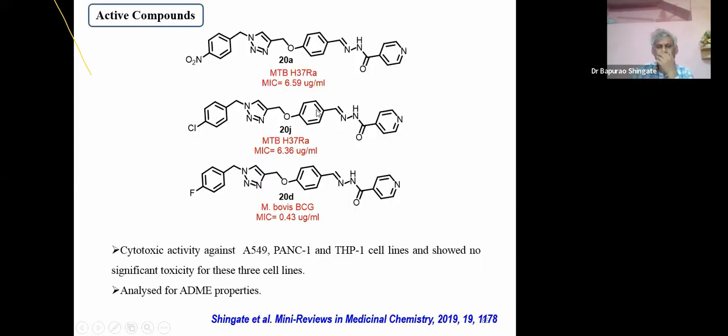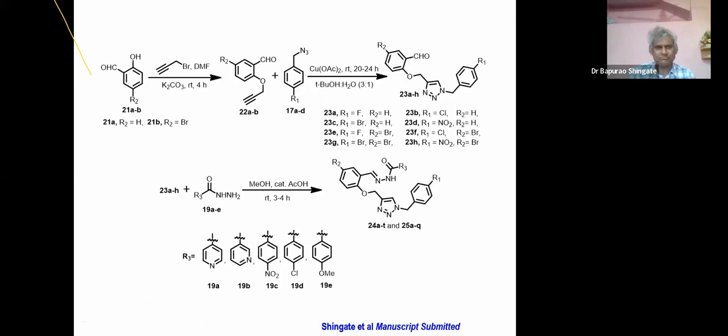And these are the most active compounds with a lower MIC as well as IC50 value against the two different strains of TB, that is MTB S37RA as well as M. BCG strain. Okay, and these synthesized compounds are not showing any kind of toxicity against these three cell lines and were analyzed for ADME properties. And this particular work is published in the journal Mini Reviews in Medicinal Chemistry.